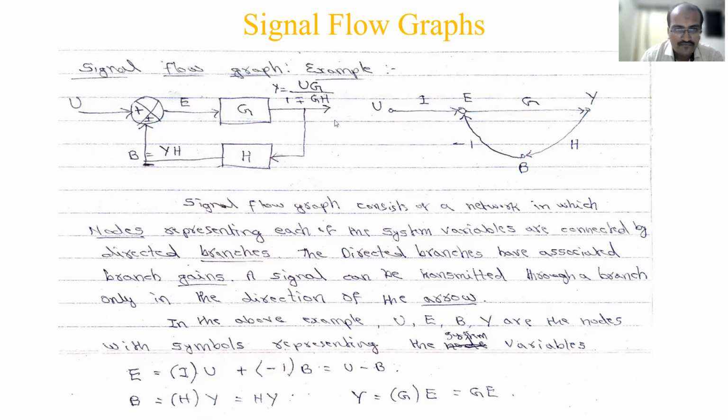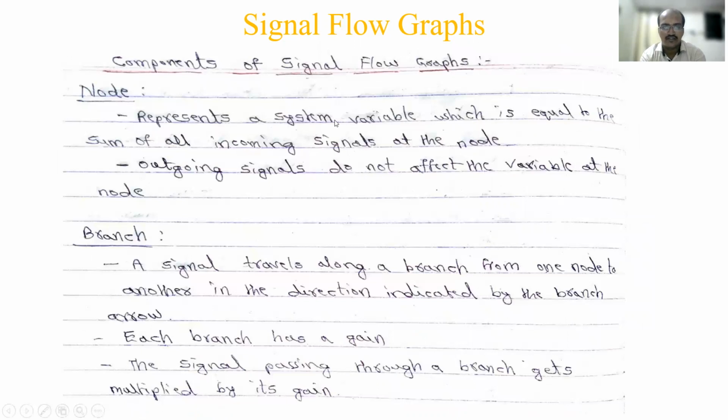So now, components of signal flow graph. As I told you, there are only 2 components. One is node, another is branch. Whatever arrow we call in block diagram, we call that a branch here, directed branches, because a branch will have gain. So what is a node here? That is a system variable, as I told you, U, E, B, Y in the previous case. A node represents a system variable which is equal to the sum of all incoming signals at that node.